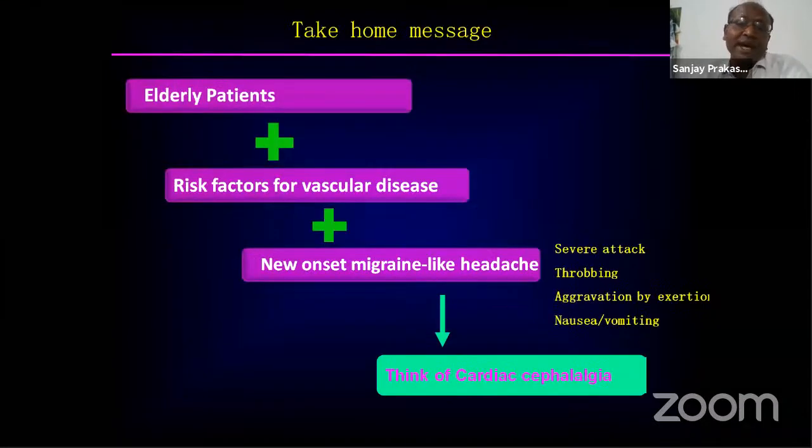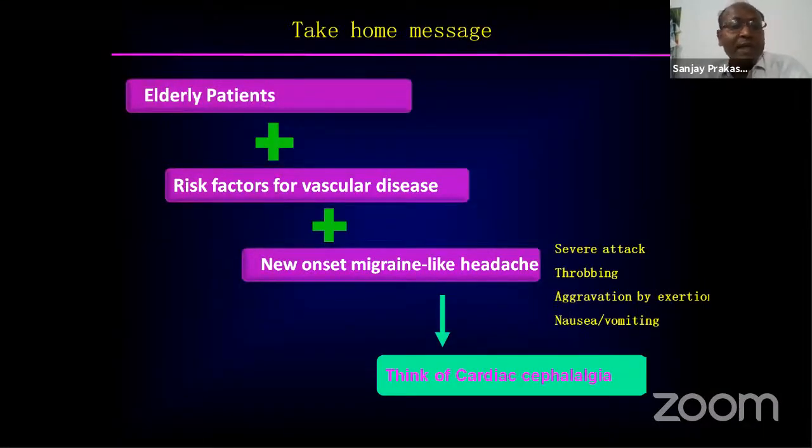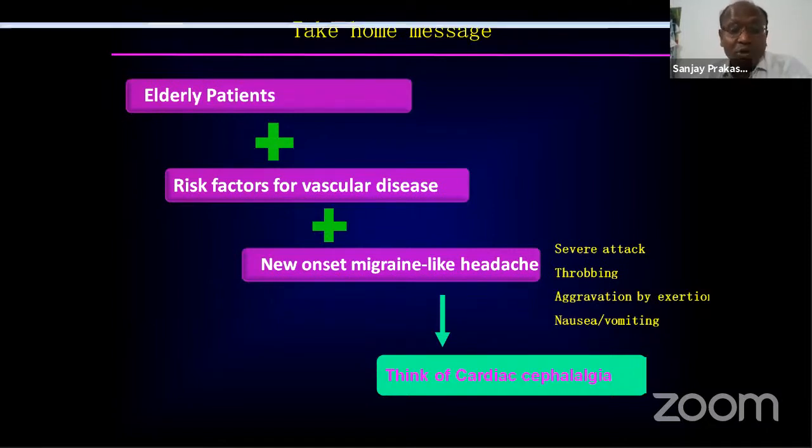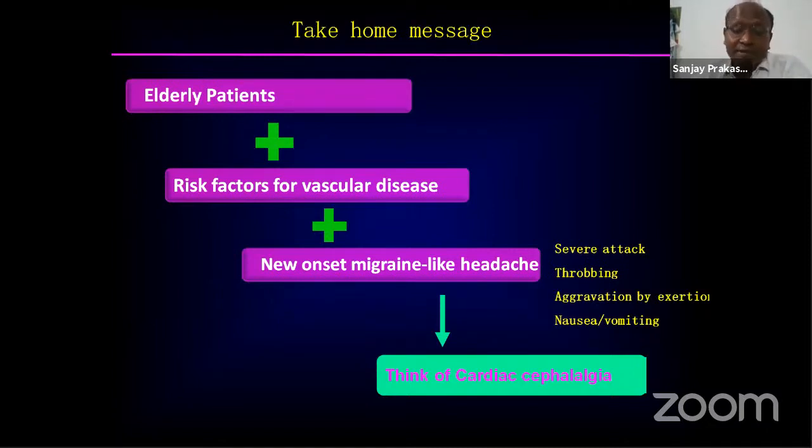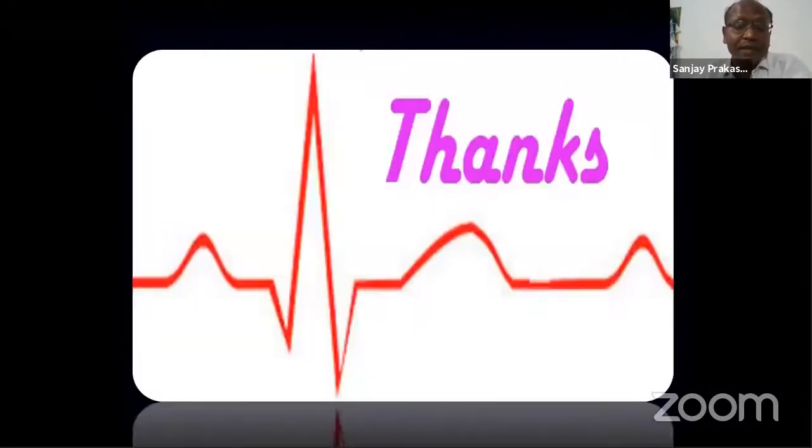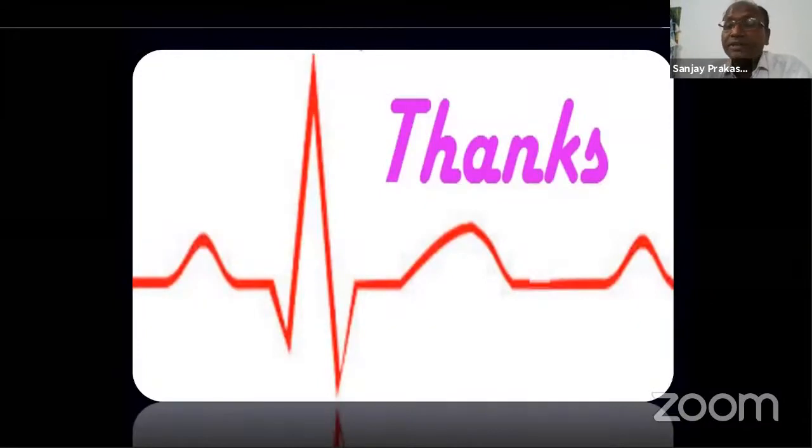If we summarize, as a take-home message: any elderly patient having risk for vascular disease, we have mentioned at least 5 risk factors there, who develops new onset migraine-like headache, severe attack, throbbing, aggravation by exertion, nausea, vomiting, think of cardiac cephalgia, even if the baseline ECG may be abnormal. Such patients can be subjected to ECG, stress test, even coronary angiogram. Thank you. I am sorry the video didn't work.